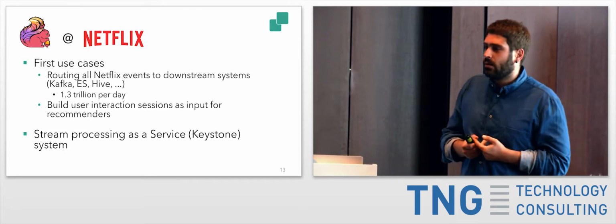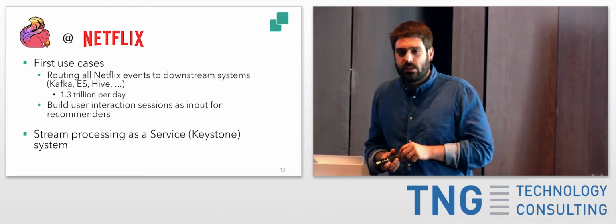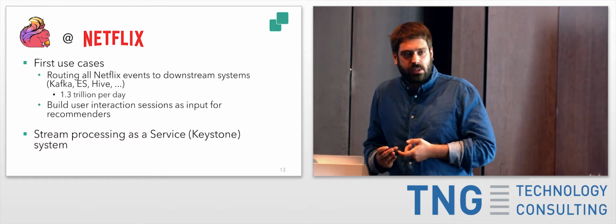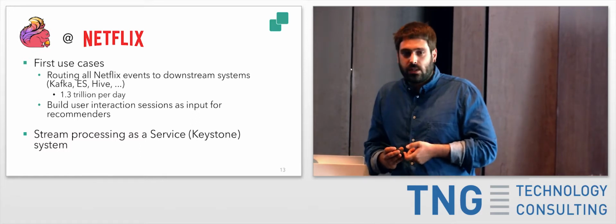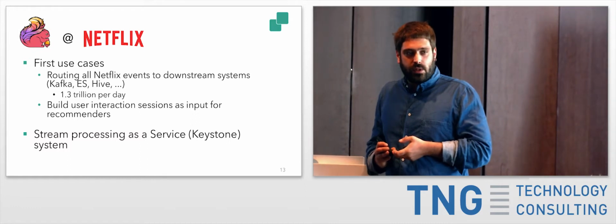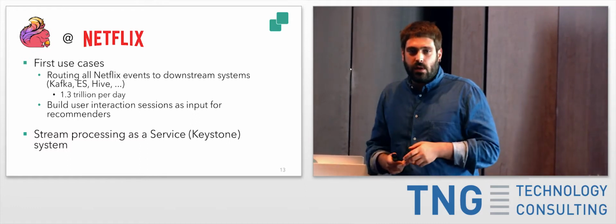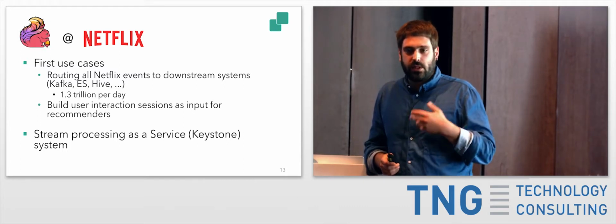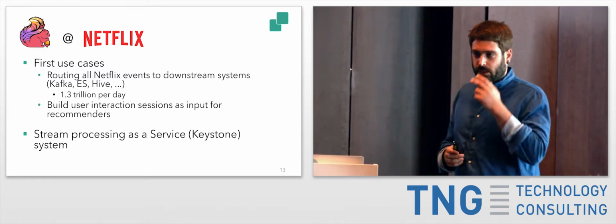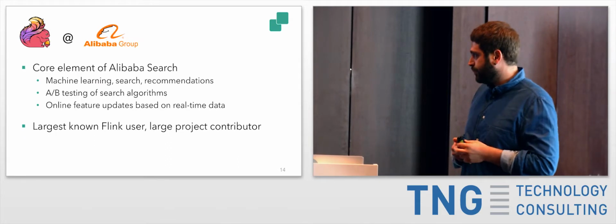So the way that Netflix is thinking about Flink is they call it stream processing as a service, part of a system they called Keystone, which is essentially a service that is offered internally in the company for every product development team in the company to use, together with a DSL, together with the manageability layer, etc.